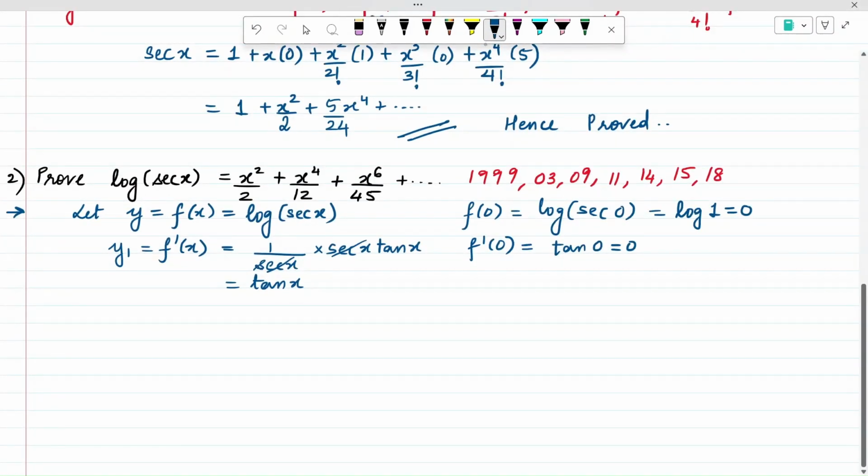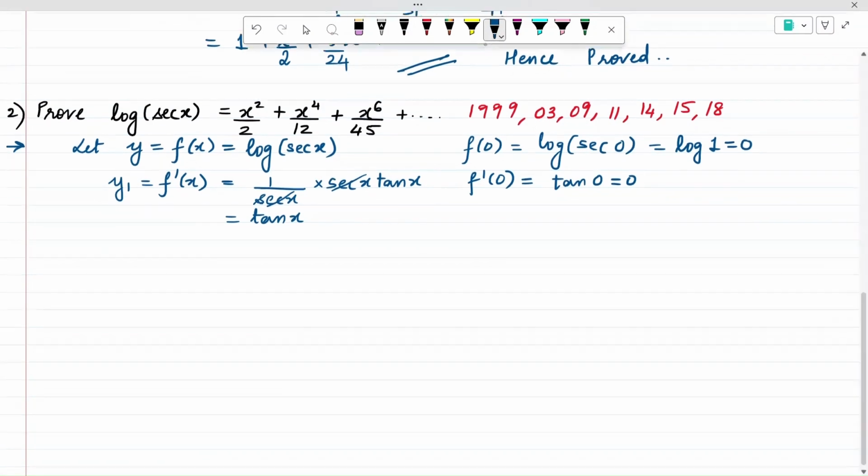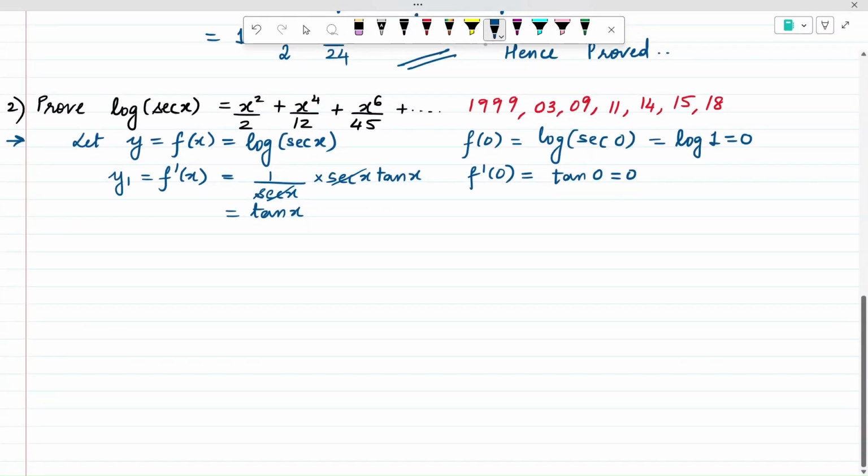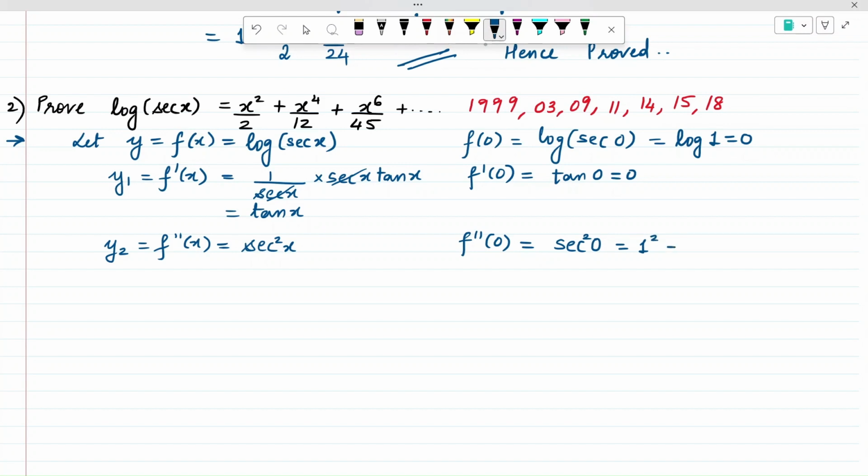Observe, you need to calculate up to the 6th order. Okay, x square, x raised to 4, x raised to 6. So you have to calculate up to the 6th order. So let's go to y2 now. y2 is f double dash. Derivative of tan is nothing but sec square of x. Okay, so f double dash at 0 is going to be sec 0 square, which is going to be 1 square, which is 1.